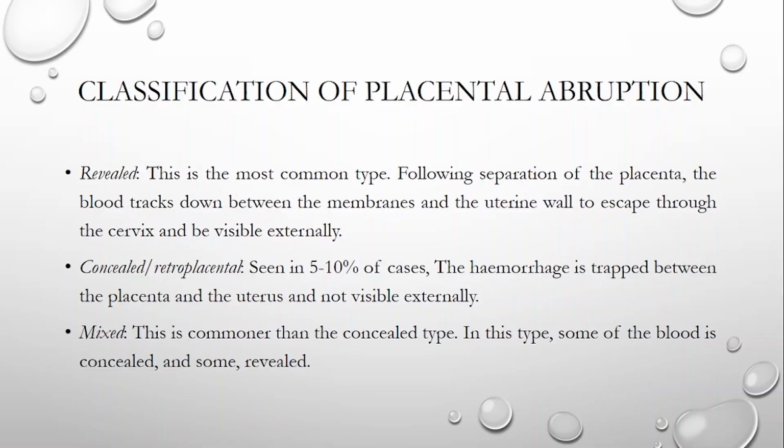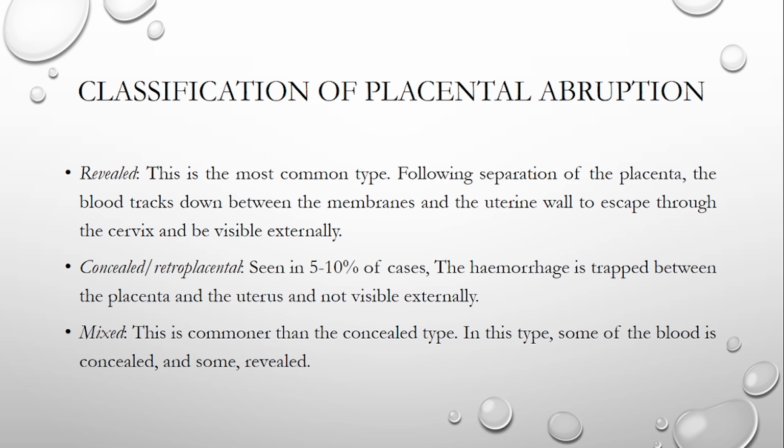Unlike the bleeding in placenta previa, which is bright red, the bleeding in abruptio is from the placenta site and is dark red. Placenta abruptio could be revealed, concealed, or a mixed type.